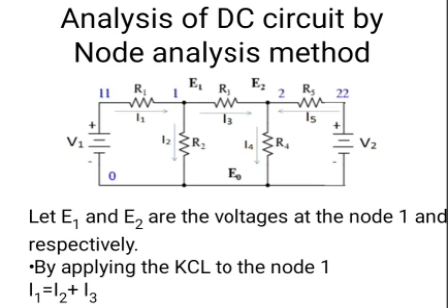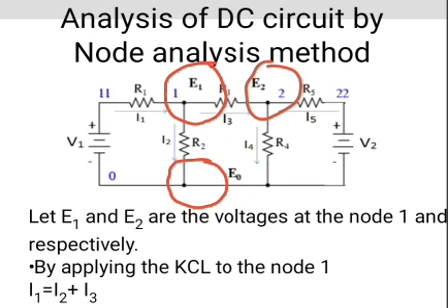Next, to analyze the DC circuit by the nodal analysis method, first we must identify the node. A node is a point where two or more elements meet. From the circuit, say E1, E2 and E0 are the nodes. That means the potential of the node is E1, the potential of the node is E2, and the potential of the node is E0.